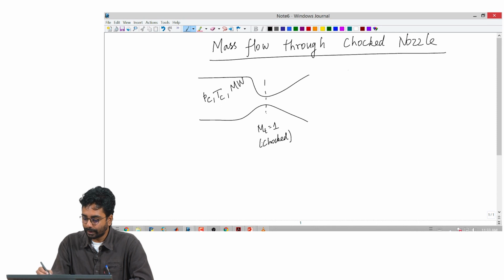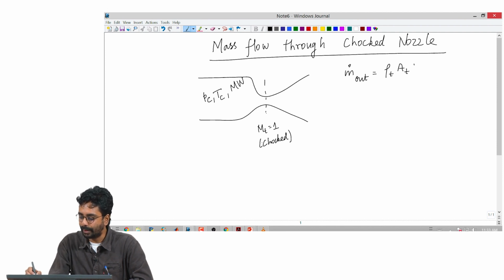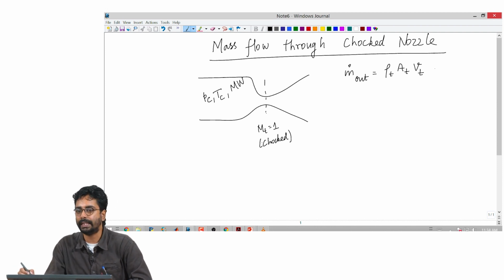So, the mass flow rate through the nozzle, m dot out, is the density at the throat multiplied by the area of the throat multiplied by the velocity at the throat. The throat is choked, therefore, the Mach number at the throat is 1, therefore, the velocity at the throat is equal to the sound speed corresponding to the local condition.